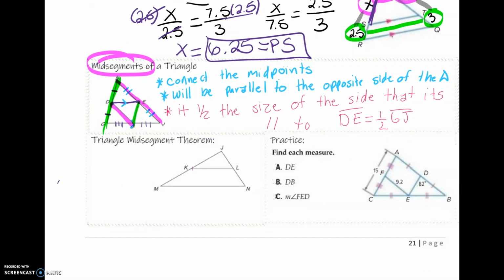So same idea over here, this mid-segment theorem is going to go off the same thing. If K and L were both midpoints of this triangle, then we know KL is parallel to MN. And we know KL is half the size of MN. We can also say that MN is double the size of KL. Whatever makes you happy there.